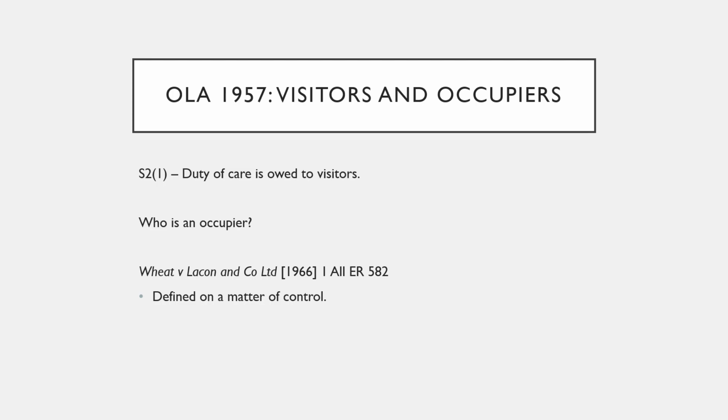It basically says that you, as an occupier, owe a duty of care to the visitors who come onto your property. And the question of who is an occupier isn't defined in the statute, it's more based on case law. In Wheat v Lacon, it was said that an occupier is defined based on who has control. So in Wheat, the property owners weren't liable, whereas the people who ran the pub itself were, because they were there on a day-to-day basis. They knew exactly what was wrong and they had the power and control to be able to fix that issue.